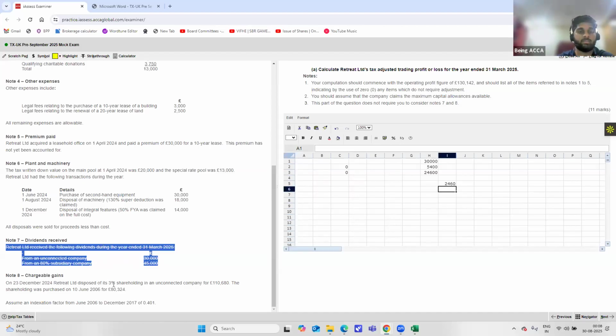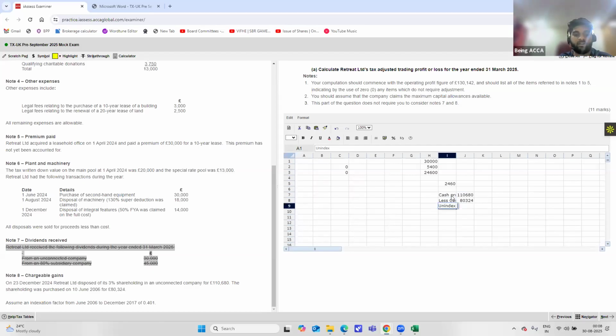Next, we have chargeable gain. This was 3% for 110,680. The shareholding was purchased for 80,324. Indexation was 0.40. I'll show you the calculation, guys, because some of you have made mistakes here. Now gain receivable is cash proceeds, 110,680. Less cost, which is 80,324.